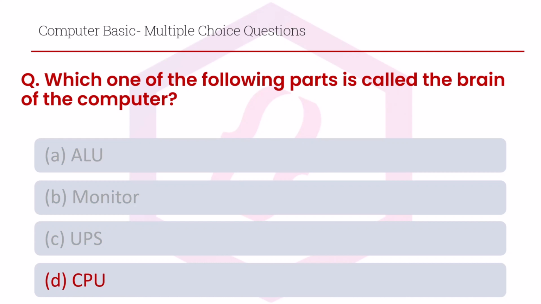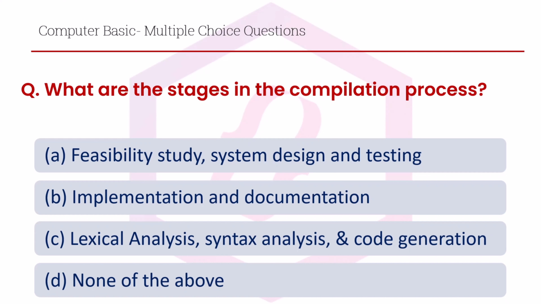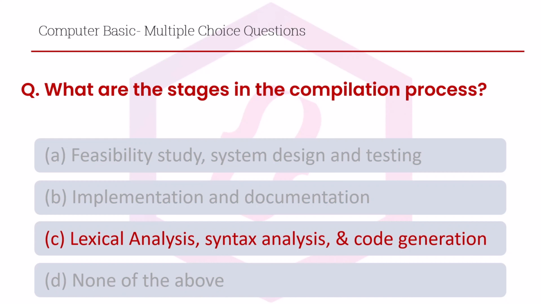Which of the following memory is very fast memory in a computer? Options are RAM, ROM, cache, PROM. And the correct answer is option C, cache. What are the stages in the compilation process? Option A, feasibility study, system design and testing. Option B, implementing and documentation. Option C, lexical analysis, syntax analysis and code generation. Option D, none of the above. And the correct answer is option C, lexical analysis, syntax analysis and code generation.